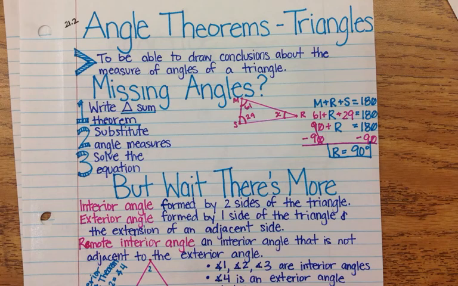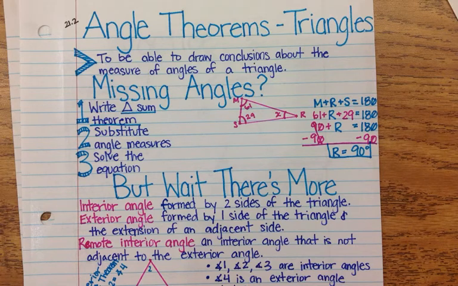Hello class, today we're going to be taking notes on angle theorems, and specifically those theorems that deal with triangles. The point of today is to be able to draw conclusions about the measure of angles of a triangle. Missing angles. If we're given a triangle and we're missing one of the three angles, the first step we need to do is write the triangle sum theorem.